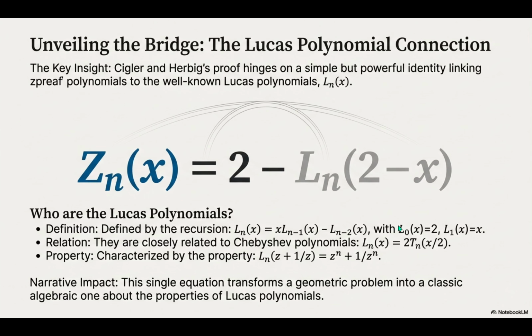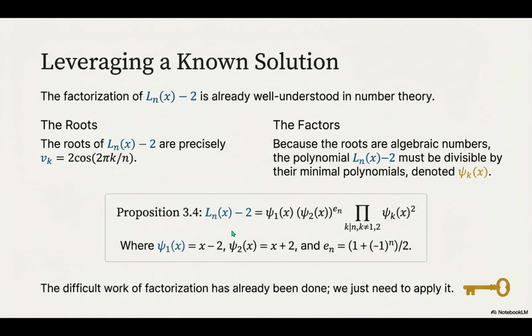Sigler and Herbig didn't try to factor Zn of x from scratch. No, they used that bridge. They used a known result, the factorization of Ln of x minus 2. That is the key. They knew the roots of Ln of x minus 2. They're very specific numbers related to the cosine function. More importantly, the full factorization of that polynomial was already solved. The entire algebraic blueprint was already documented.